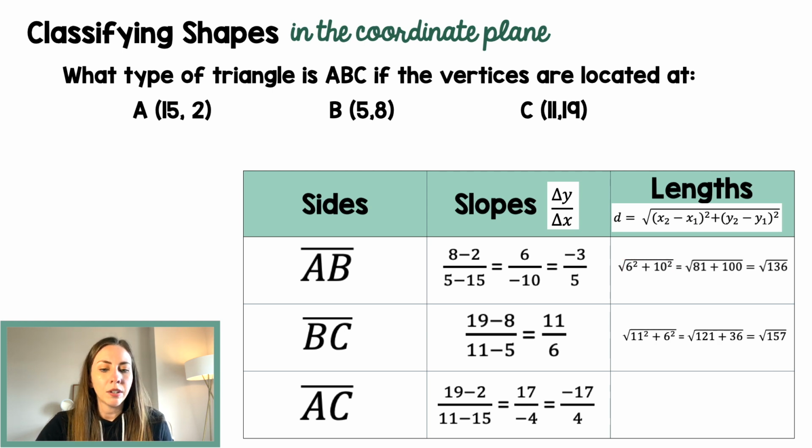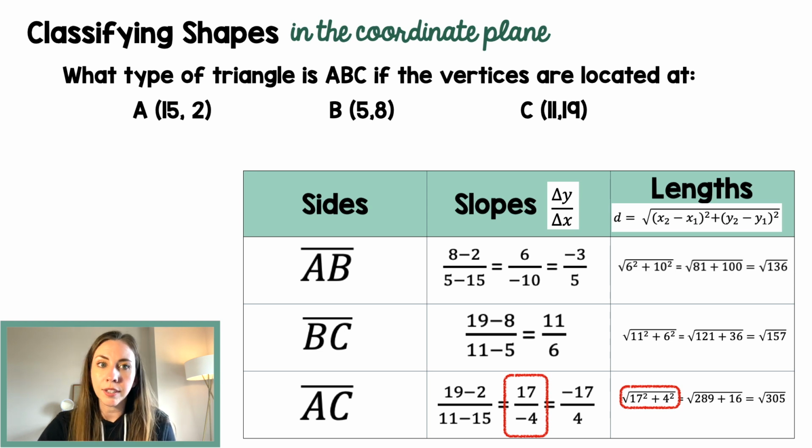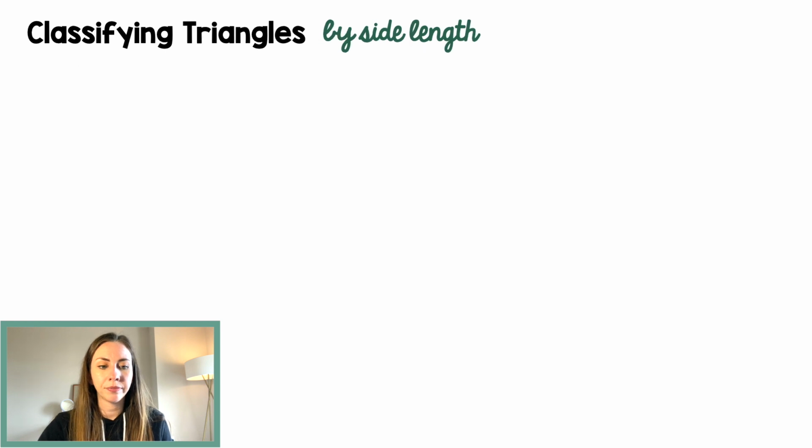Same thing for BC. Notice I had 11 over 6 as my slope, and it's 11 squared plus 6 squared. Finally, for AC, I have -17/4 as my slope, and that shows up again as 17 squared and 4 squared in the distance formula. All right, so now we have found the slope and the length of each side, and we're going to begin classifying this triangle now that we have this information.